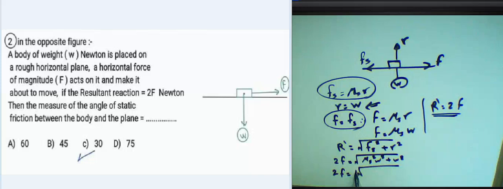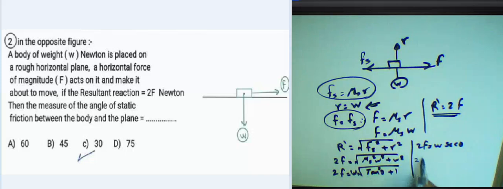We can write weight outside here. And mu static power 2 means tan theta power 2 plus 1. We know tan power 2 theta plus 1 means what? It means sec power 2. Then 2F will be equal weight multiplied by sec theta. And we can write F static equals mu S times weight.